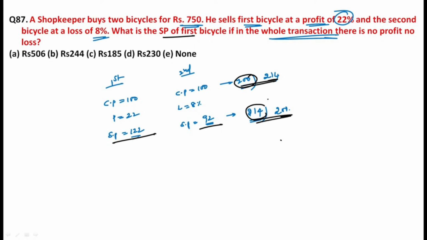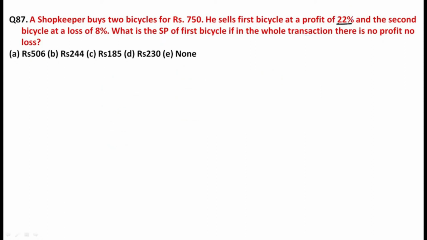Now, 214 into 2, the value becomes how much? 4 twos are 8, 428, 4,280. Now you should multiply this number with 200, and in the same way, you should multiply this number with 214. Multiply with 2. We can get the similar cost price. We'll make it easy. Give me a second.